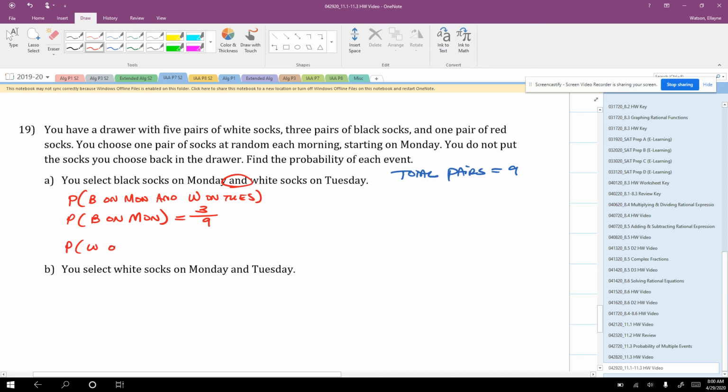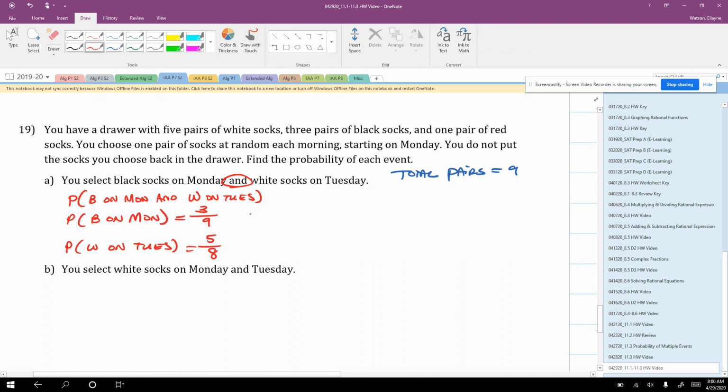Probability of white on Tuesday. So now you don't have 9 pairs because you took one out on Monday and you didn't put it back. So now you only have 8. And how many of those would be white? Well, you didn't take white on Monday. So you still have 5 white ones left.